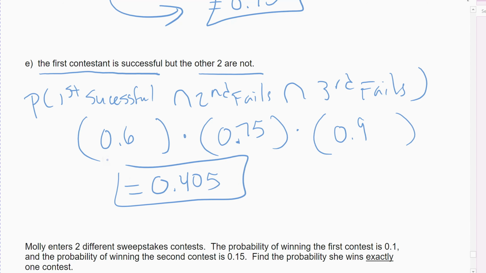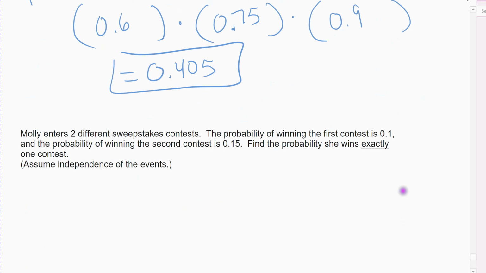Alright, so there's about a 40.5% chance that that event will happen. First guy makes it, the other two miss it. Alright, so that's the probability of that outcome. Alright, so the next example.